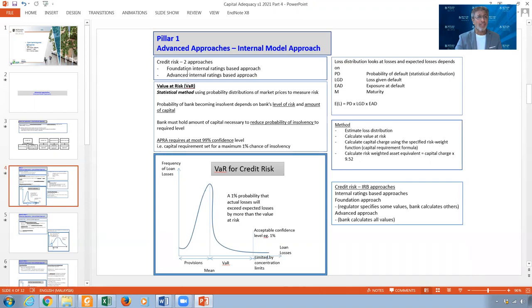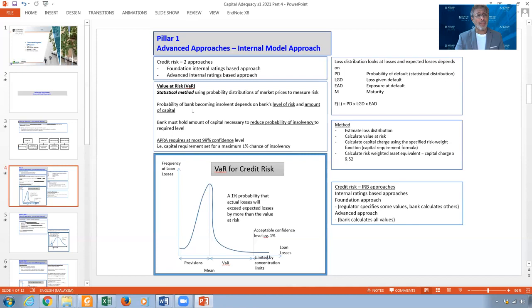So for credit risk there are two approaches here: a foundation internal rating based approach, where you have an internal rating instead of the rating by the rating agencies, and an advanced internal rating based approach. Then there is the value at risk, which uses the probability distribution of market prices to measure the risk.